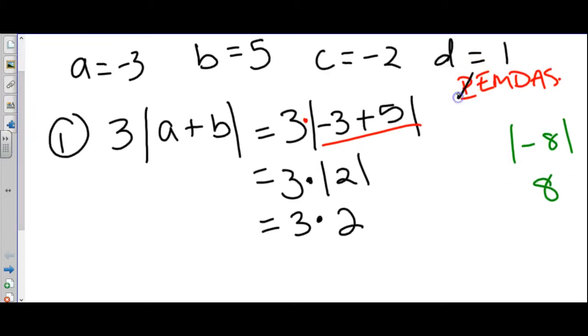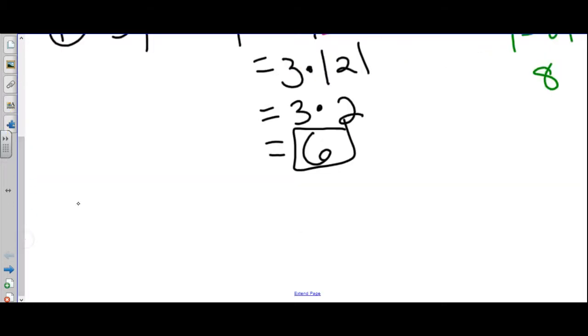So now we're done with our parentheses. There are no exponents. We do have multiply. 3 times 2 is 6, and that would be our final answer. So let's do one more example.